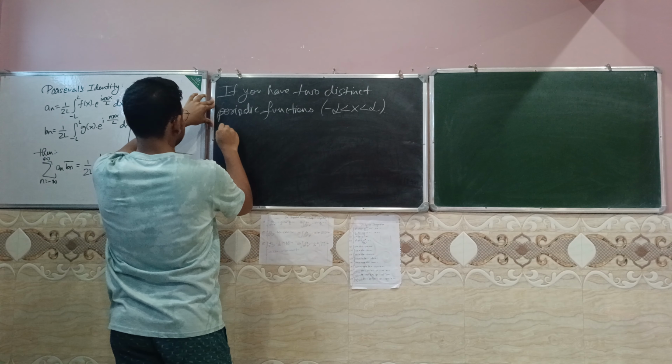So b sub n is the same way, but you just have to replace the g of x with sine of x. And let's just talk about that. So basically, b sub n is 1 over 2 pi times the integral from negative pi to pi of sine of x times e to the I n x dx, right? So basically we just have to evaluate that integral. So let's just talk about that integral.